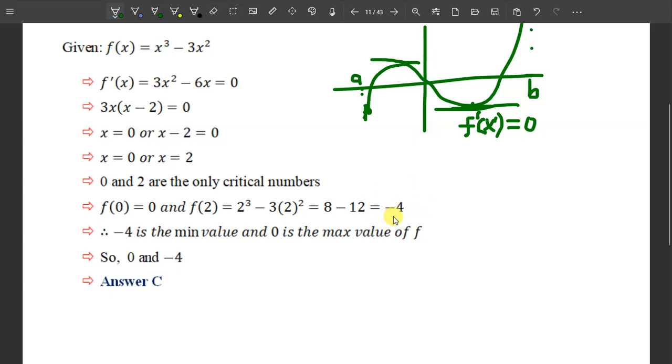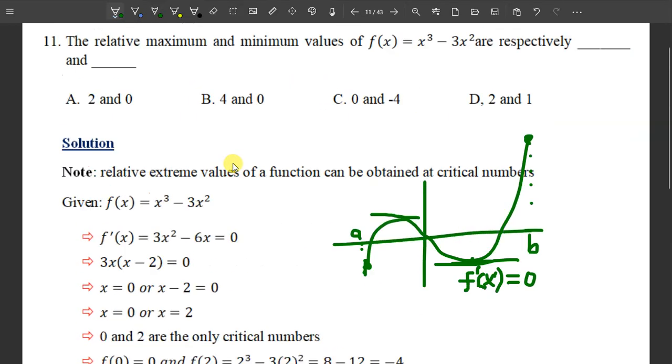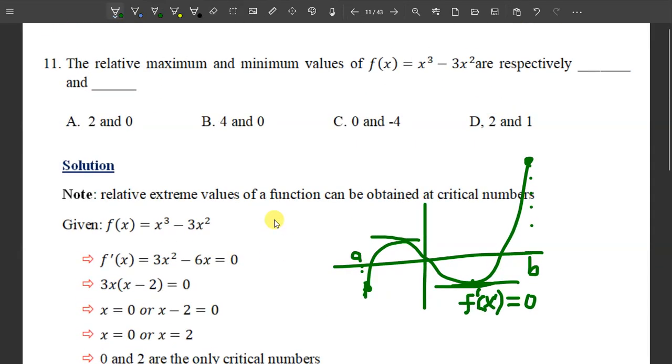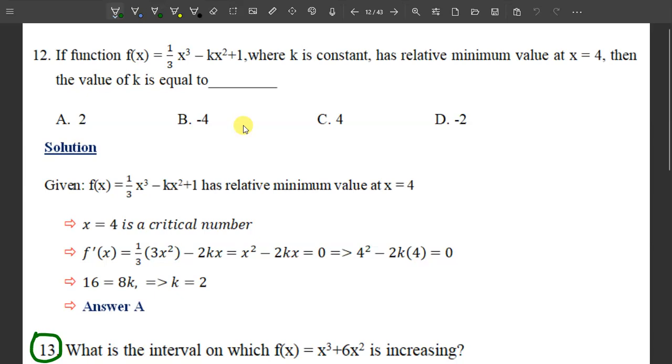These two maximum and minimum values were obtained at 0 and 2, which are considered to be the critical numbers. And therefore, where is the answer? Let us see. The answer is 0. At 0 we have the maximum value, and at 2 we have the minimum value. Therefore, the maximum value is obtained here, 0, and the minimum is minus 4. That is the answer. Let us see the final questions. Actually here, let us see these two final examples.